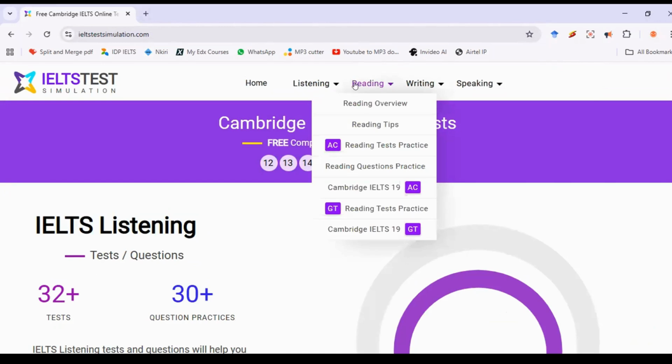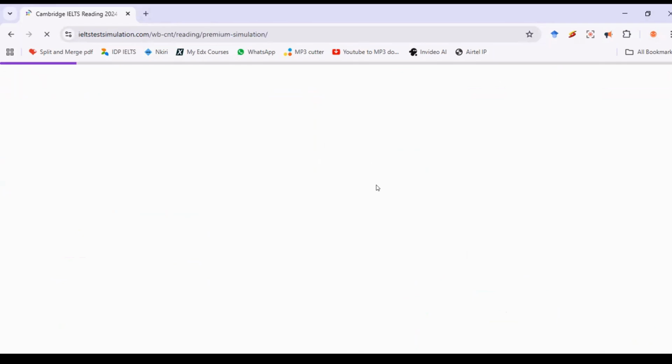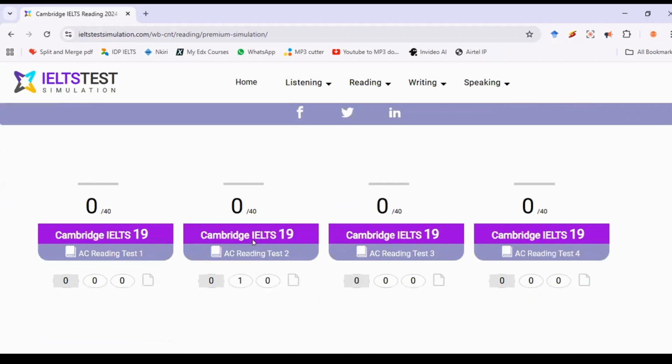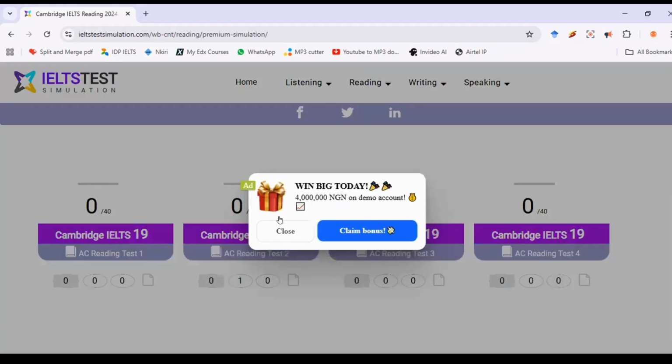So I'll just come to reading, IELTS reading, and then I'll select the one I want to do, Cambridge IELTS 19. Cambridge IELTS 19 is what I want to do. Okay, and then I want to do test 2. Can you see what I told you? Adverts. Can you see adverts popping up?